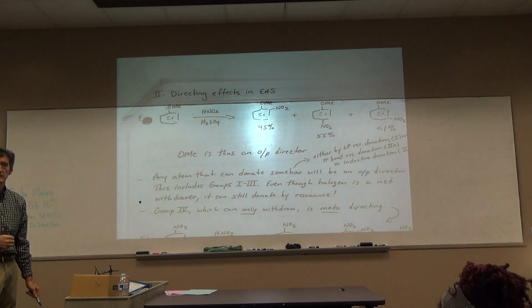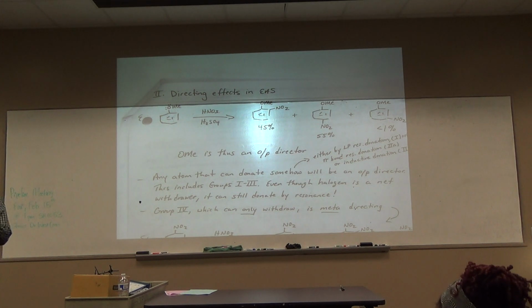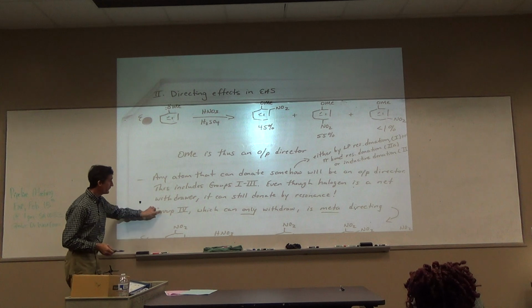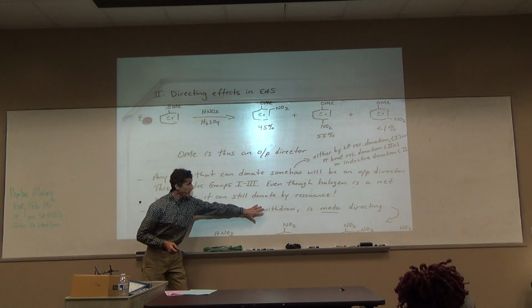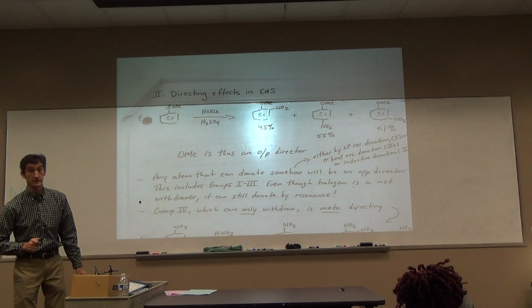What about group 3? It's a net withdrawer, but we're not talking about net. Can a halogen donate? Yes. It donates by resonance. It's not its major effect, not the net effect, but it can donate. Group 3 is also an ortho-para director. What about group 4? Did it donate anyhow? No, we say group 4 can't donate at all. Here's a take-home: groups 1 through 3 are ortho-para directors. Group 4, which can only withdraw, is a meta director.